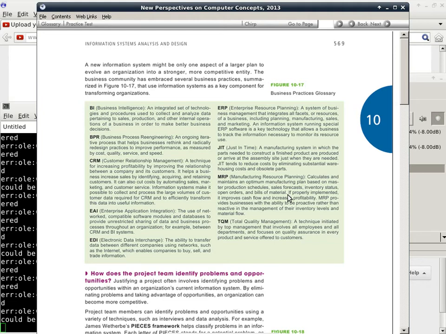And the last one is TQM, which is also a very big buzzword. Anyone who wants to go into business and stuff like that, especially with management, really needs to look into TQM. It's a technique initiated by top management that involves all employees and all departments. It focuses on quality assurance in every product and service offered to customers.